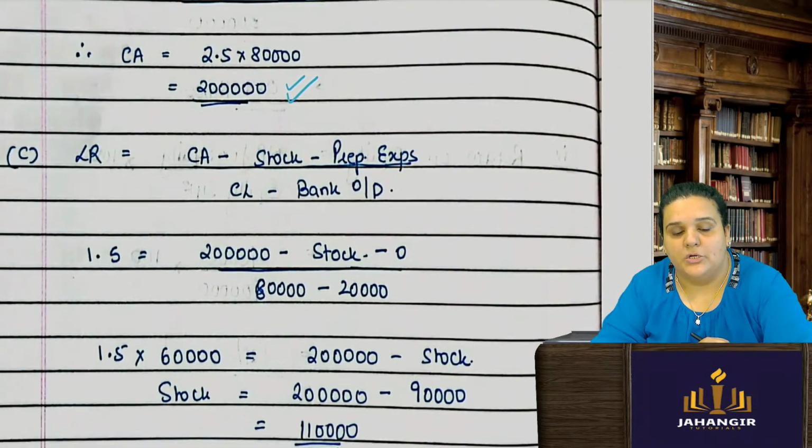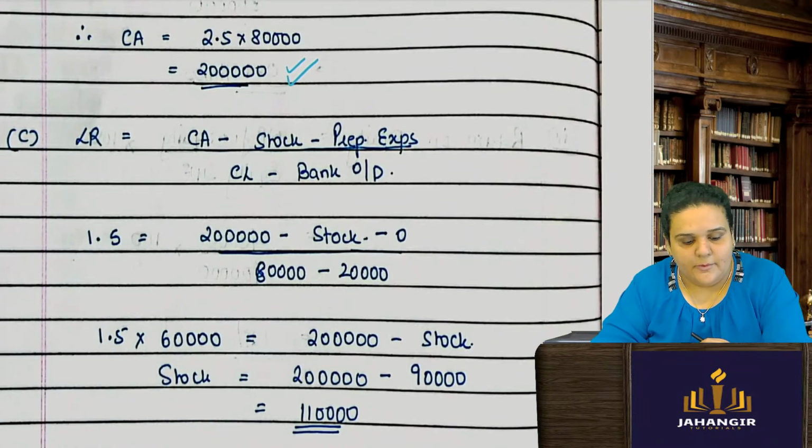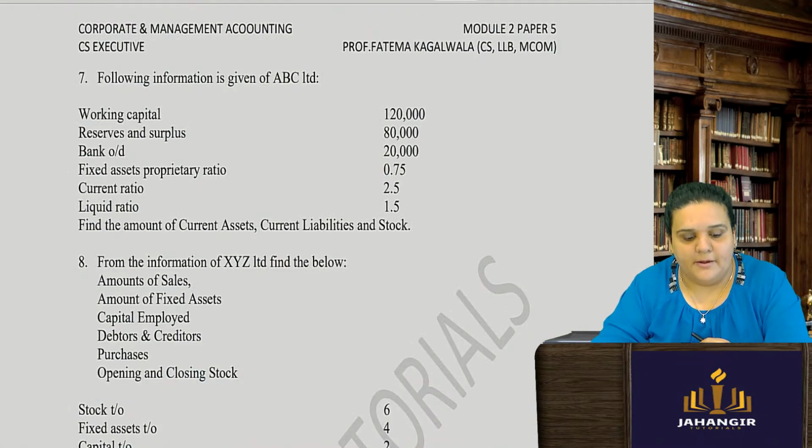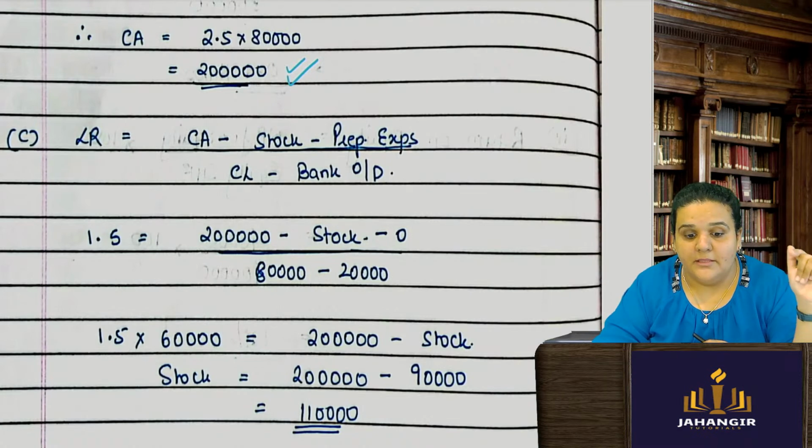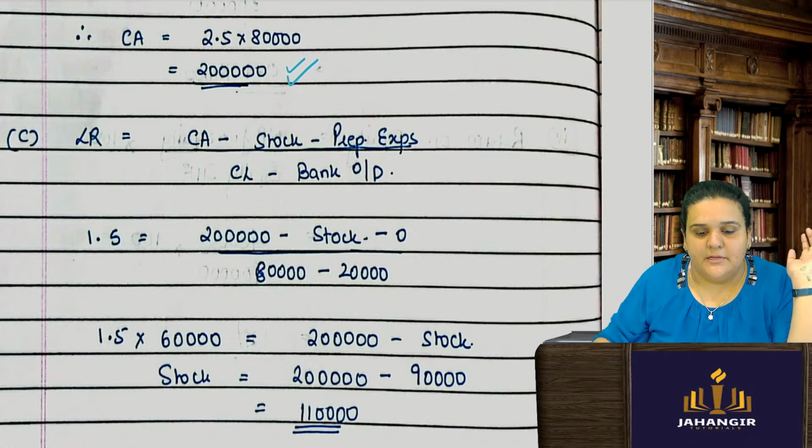Fine. Now, I need stock. Now, if I am using my liquid ratio, which they have given me as 1.5, liquid ratio means current assets minus stock minus prepaid expenses upon current liabilities minus bank OD. In this, some bank OD is there. Okay, so I'll keep it. Prepaid expenses, I will assume to be 0.